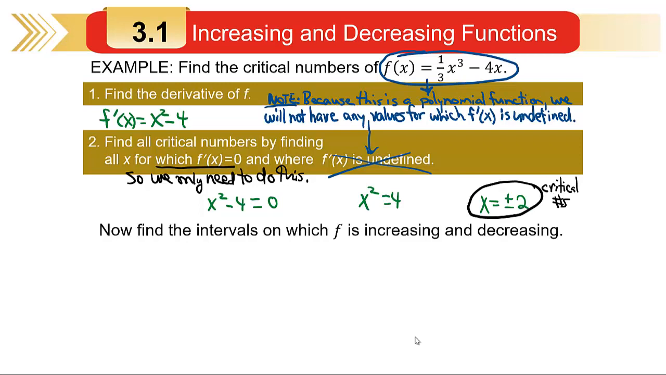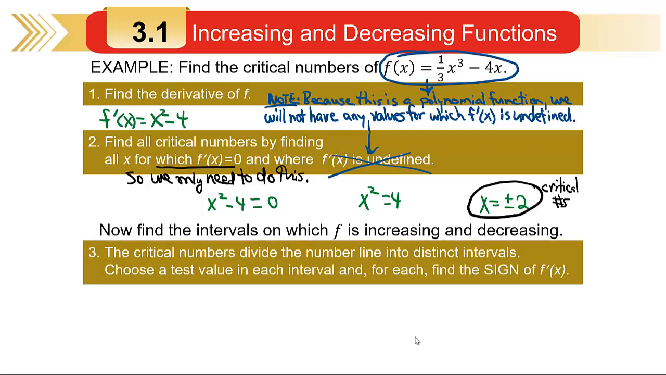What if I continue this problem by asking a further question? What if I said, now let's find the intervals on which the function is increasing and decreasing? That means I've got to move to step 3 under my guideline. Step 3 says to take those critical numbers, they divide the number line into distinct intervals. Put them on a number line, label them in order from left to right, and then choose a test value in each interval. So there are only 2 critical numbers, minus 2 and 2. I place them on a number line. I take a test value in each interval.